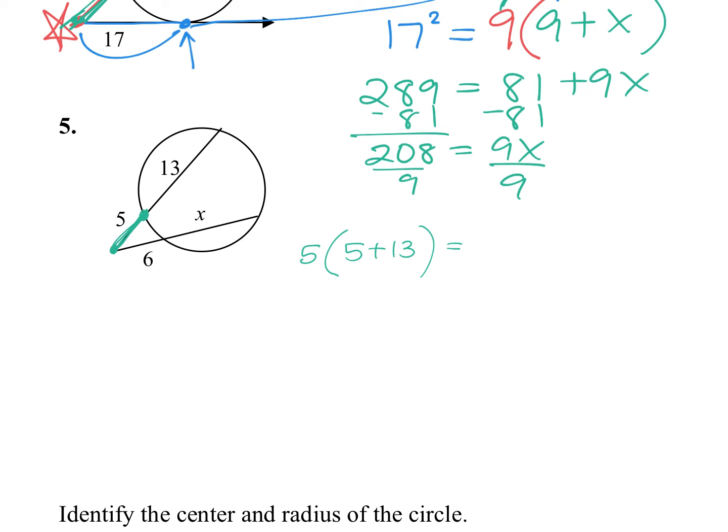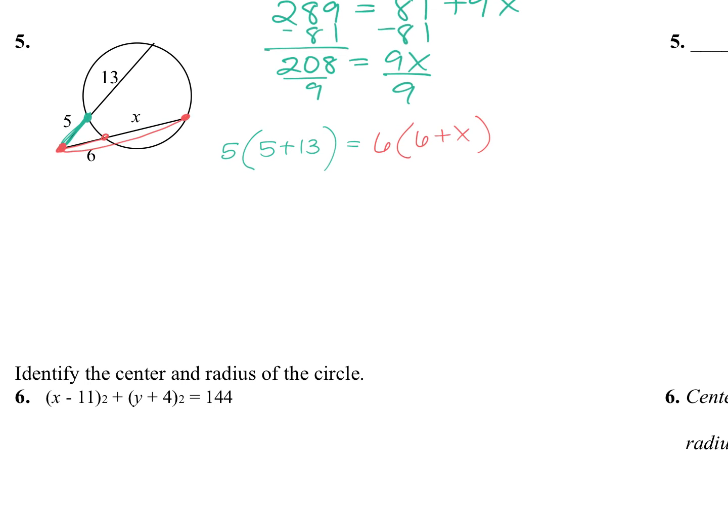The other side, from the point, what's the distance to the closer side of the circle? 6. What's the distance to the other side of the circle? Not x. 6 plus 6 plus x, right? That whole segment. So it's going to look like this.